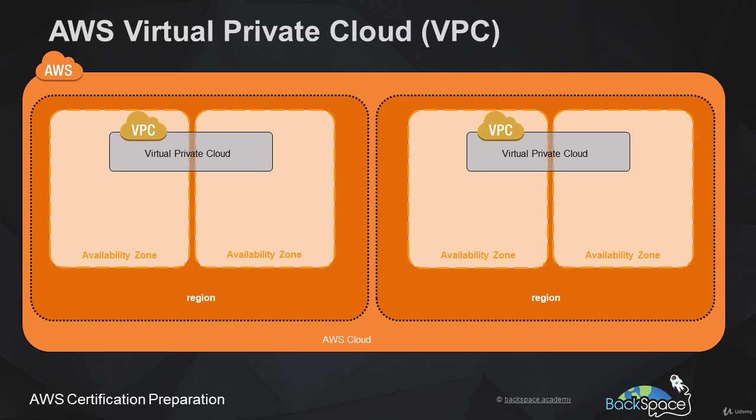So our virtual private cloud is our own little private space within the Amazon infrastructure, and we can have that inside a region and spanning multiple availability zones as I've got there.